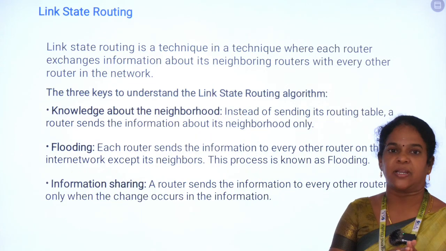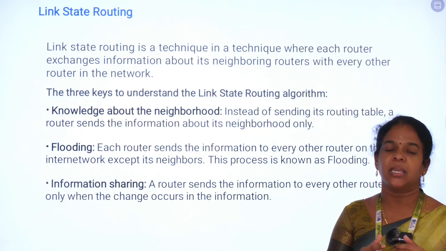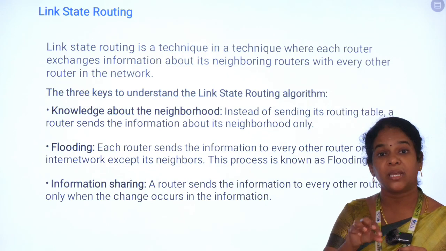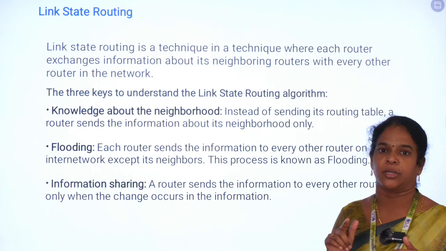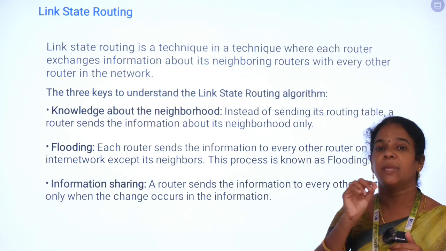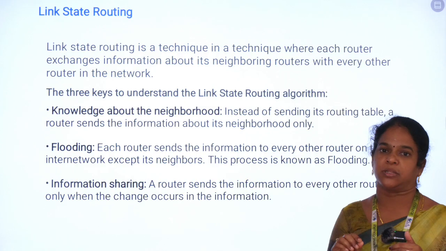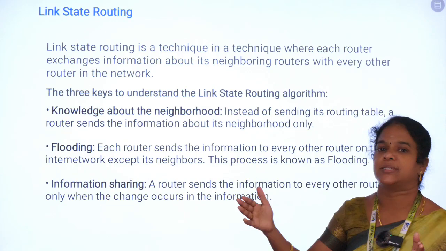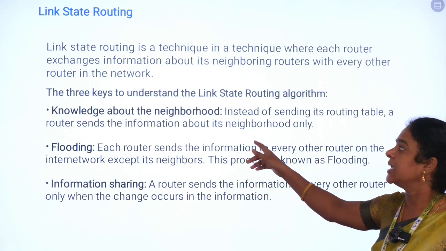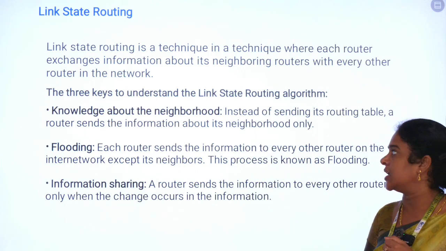In distance vector routing, we just find the cost. We find the minimum cost between the nodes. But link state routing means that in the entire router network we find the minimum shortest path, that is, we find the shortest path from source to destination. Here we also use three key points.